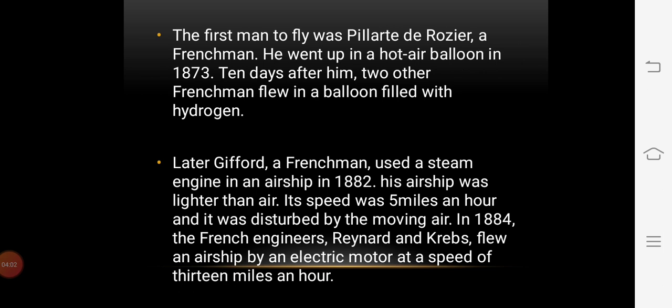Its speed was 5 miles an hour and it was disturbed by the moving air. In 1884, the French engineers Renard and Krebs flew an airship powered by an electric motor at a speed of 13 miles an hour. Again, two French engineers, Renard and Krebs, flew an airship with the help of an electric motor, and its speed was 13 miles an hour.